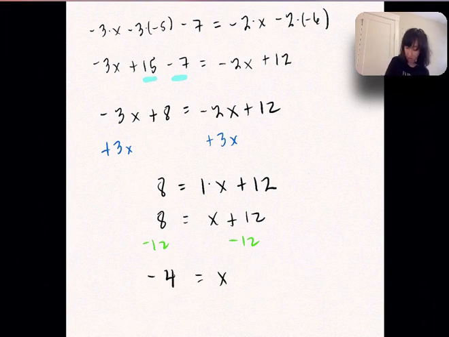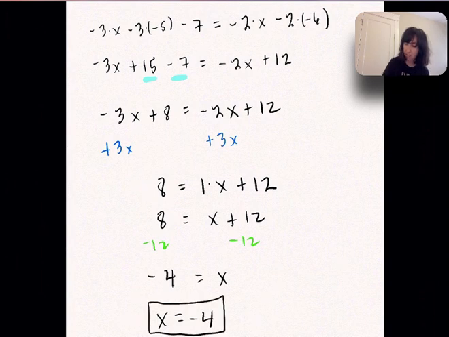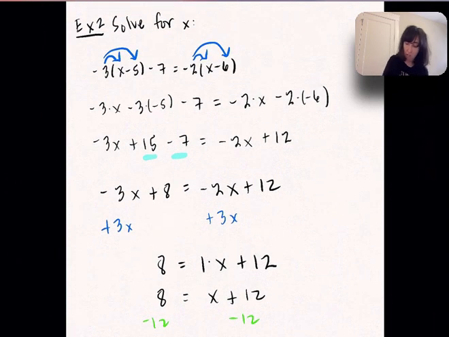Okay, so our answer is x equals negative 4. If we wanted, we could check this answer by plugging negative 4 back into the original equation up here. So if I want to check my answer, I plug negative 4 into this spot, and I make sure both sides are equal to each other.